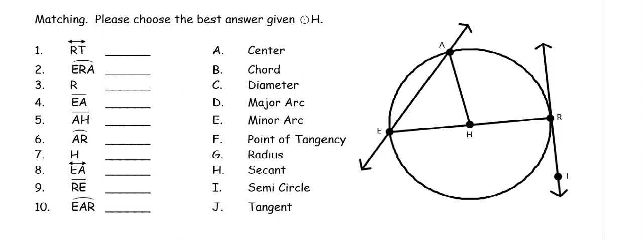So if we have circle H to the right, RT with the lines mean that it's a line that goes on forever in both directions. RT is only intersecting the circle in one spot, so that is going to be a tangent line, which is J.